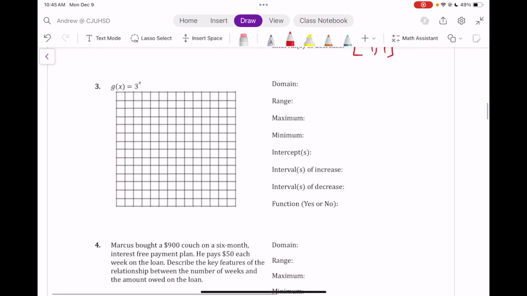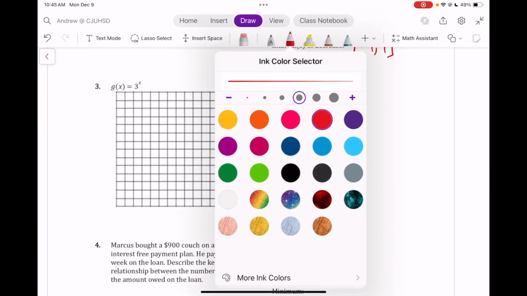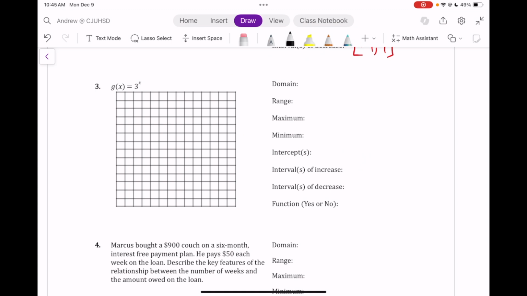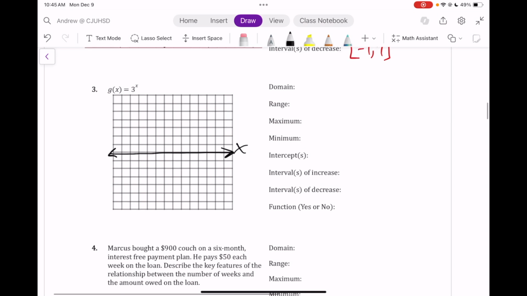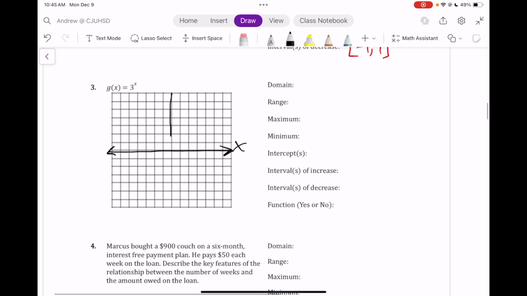Now, on this graph, we're going to draw the x and y axis. And a good way to look at what the graph's going to be is to look at a table. So we have maybe 0, 1, 2, -1, -2.